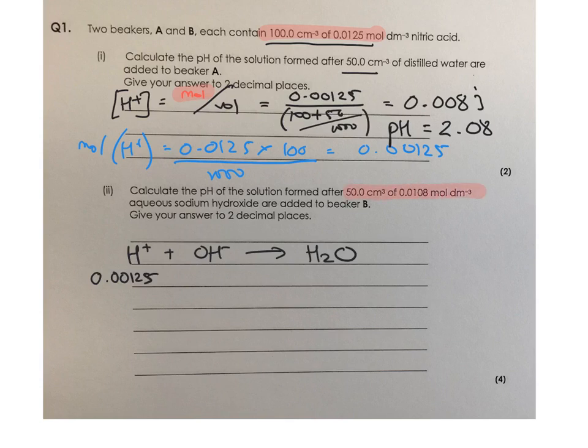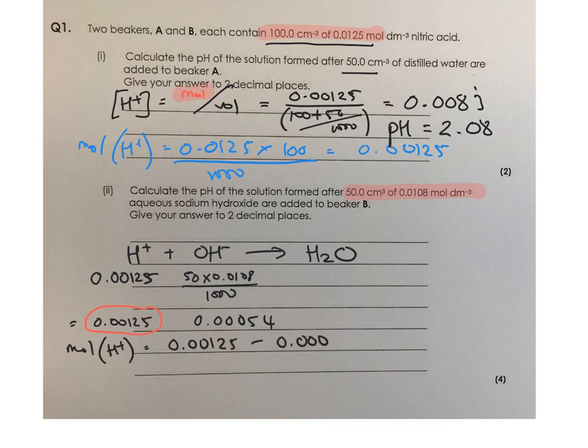Okay, so we've got 50 times 0.0108 divided by 1,000. So that gives me 0.00125 of H+ ions. And 0.00054 OH- ions. So the one that I've got in excess is my H+ ions. So to work out my moles of H+, I'm going to do 0.00125 take away 0.00054. So that gives me 0.00071.